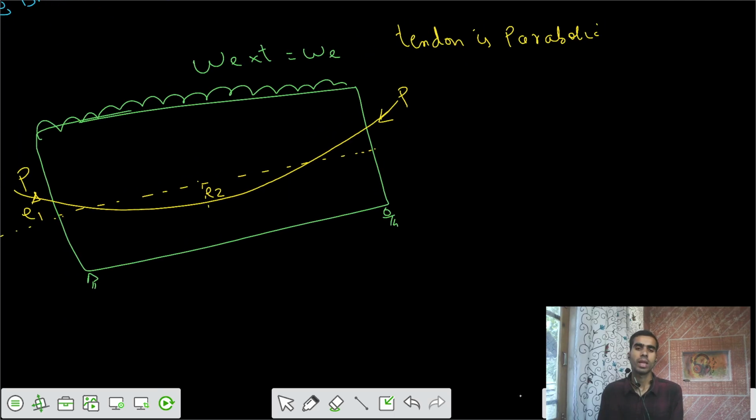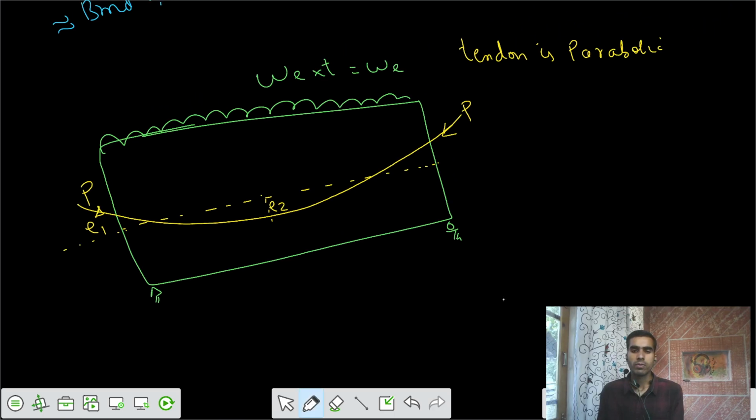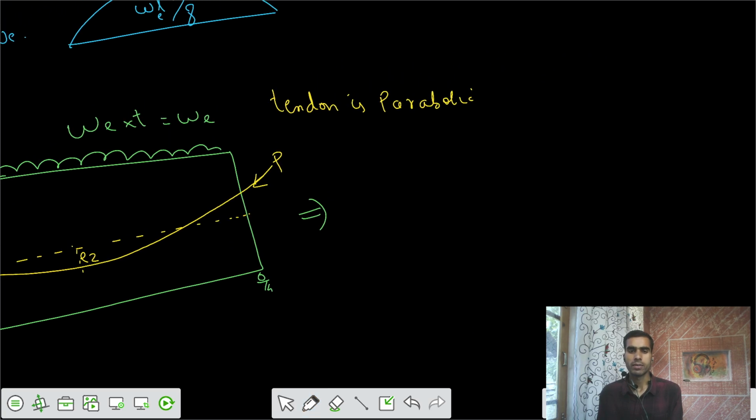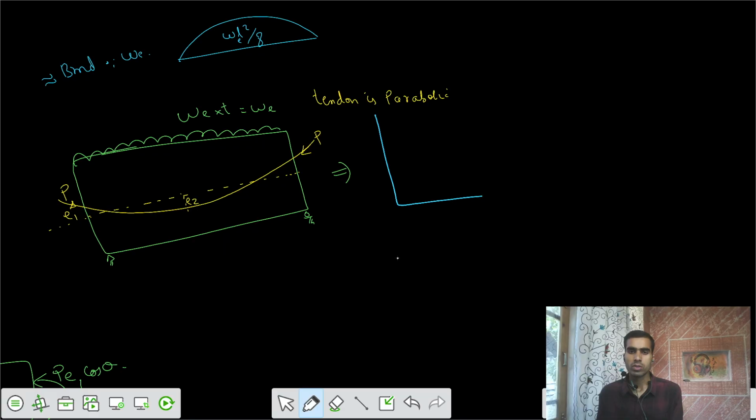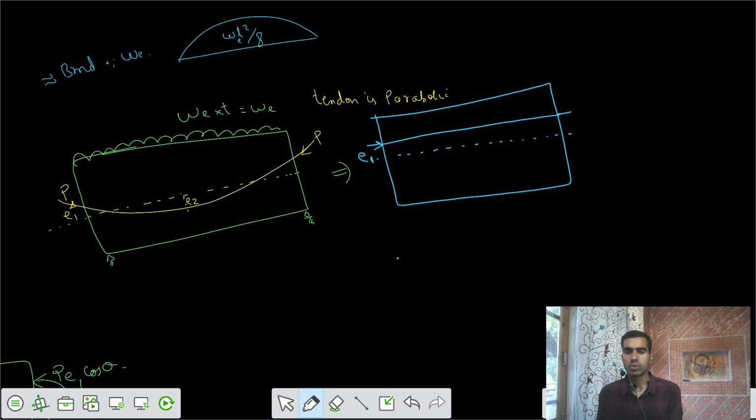To calculate the net value of this, to calculate the balancing load for this, we have to go for the justification. We call that the justification for use of parabolic cable. So I would say the eccentricity at the end was initially E1, and I had to keep the cable as a straight line throughout the length with some eccentricity of E1. So this is your first part.